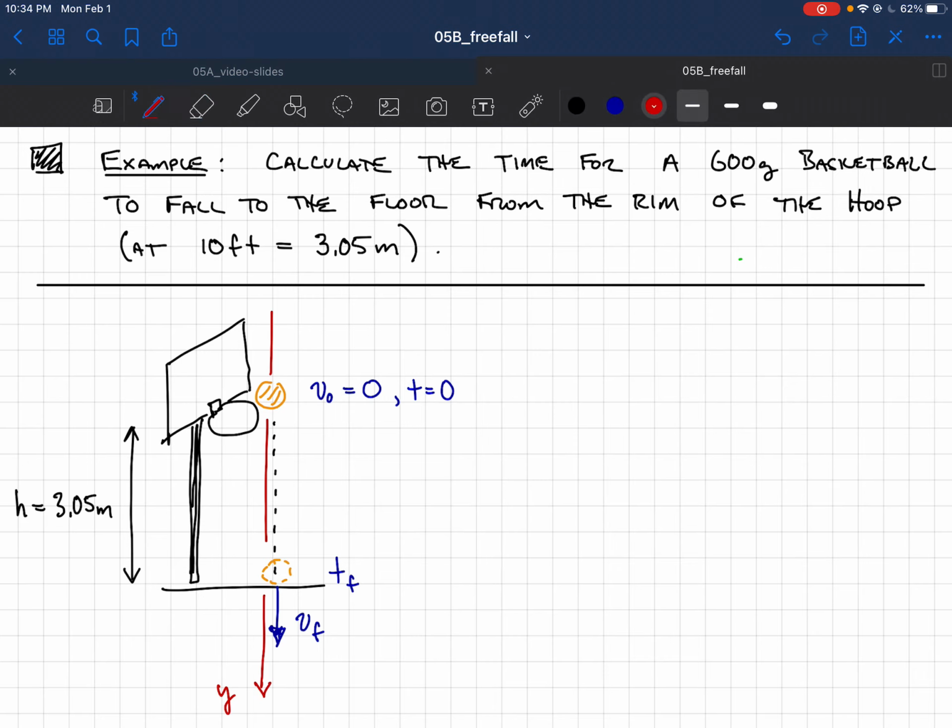I guess I should have made it more clear, and I'll put my origin right at the ball. So that means that at the final point, this ball would be at plus h along the y-axis because I pointed my y-axis going down. So we're interested in the amount of time, and we are given the distance that it fell, and we assume, because of this principle of gravitational acceleration, that the acceleration is constant.